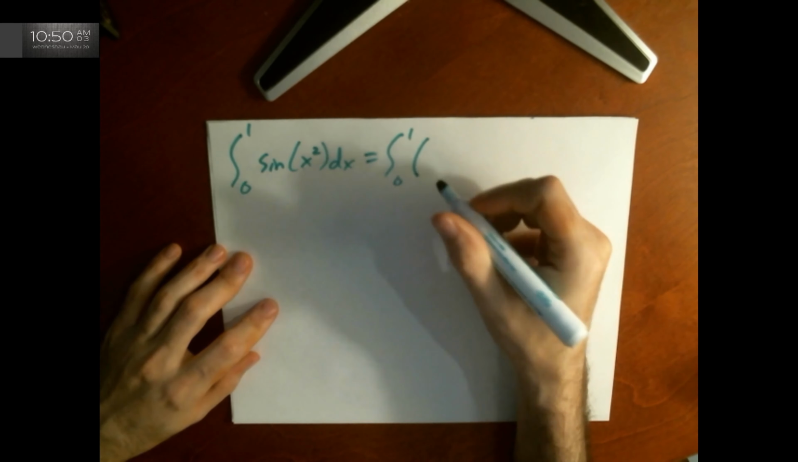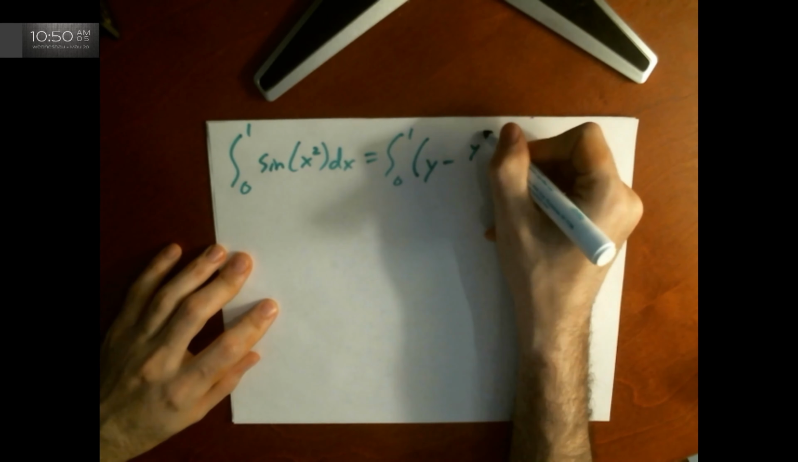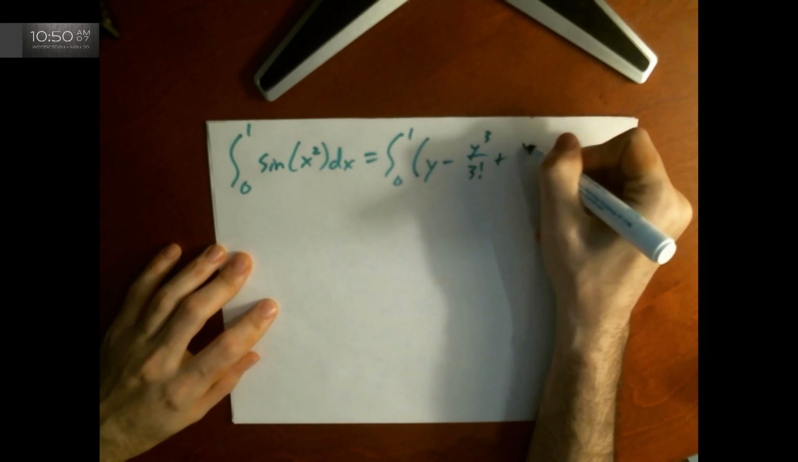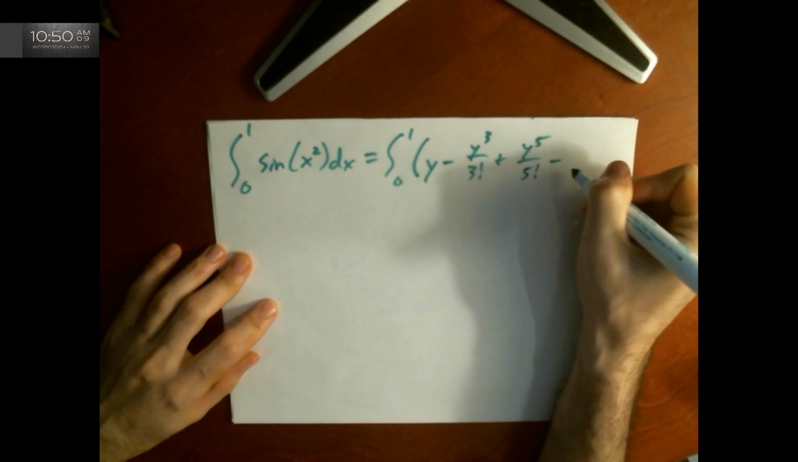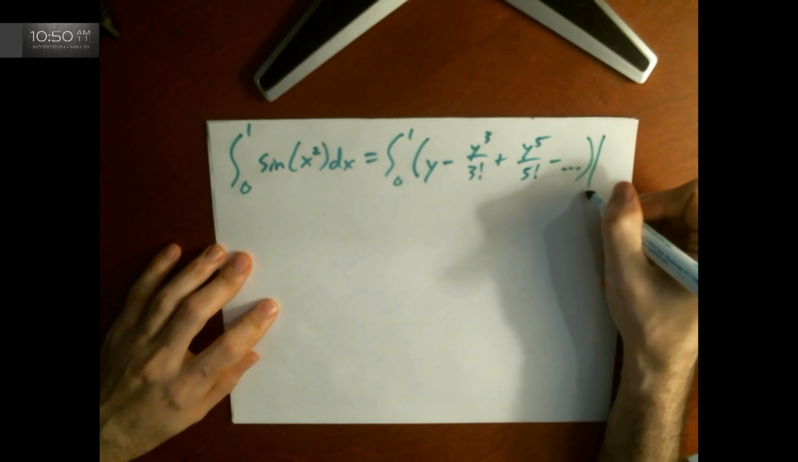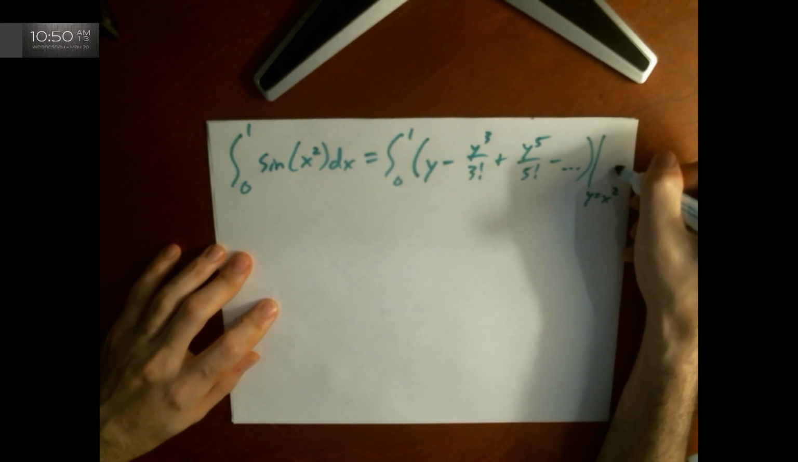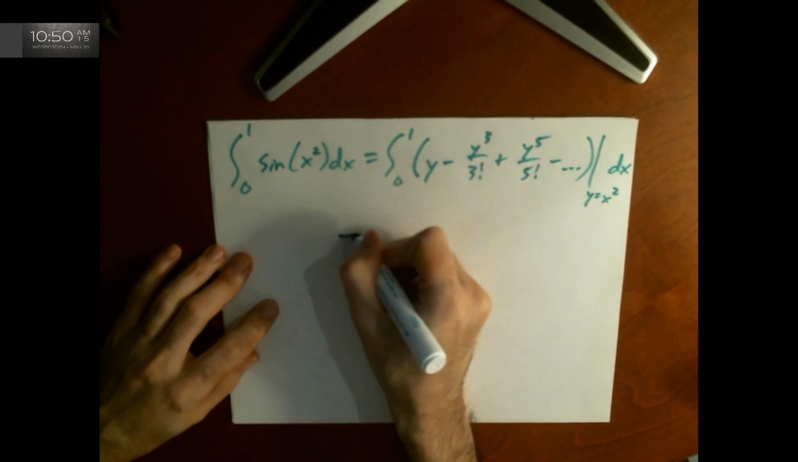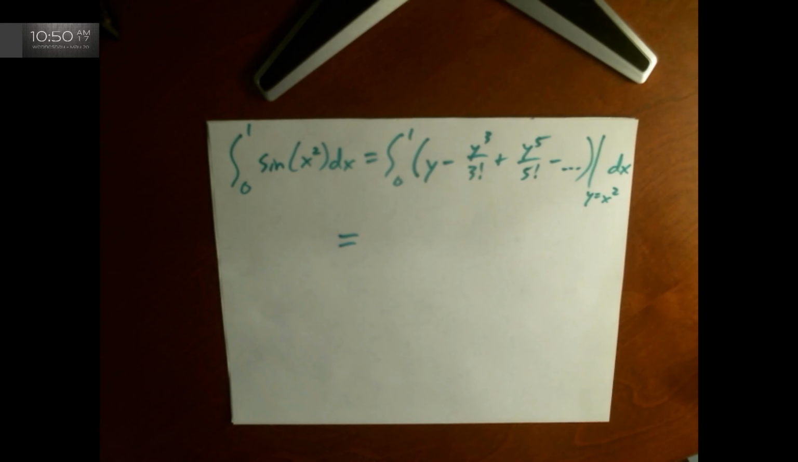Imagine we're just using sine of y, so that's y minus y cubed over 3 factorial plus y to the 5 over 5 factorial. Again, not something you need to have memorized yet, but something you will memorize eventually as part of your advancement as a mathematician, right?